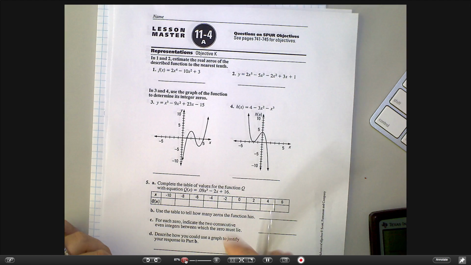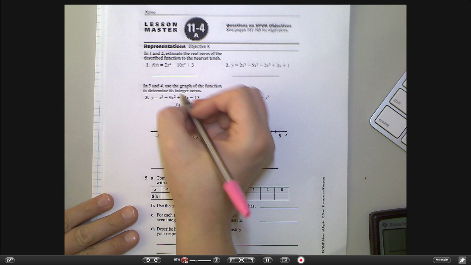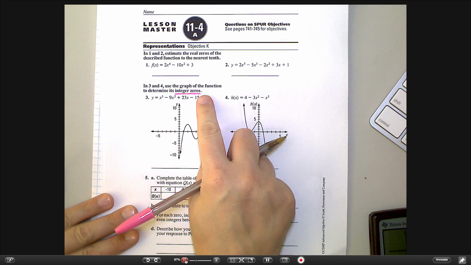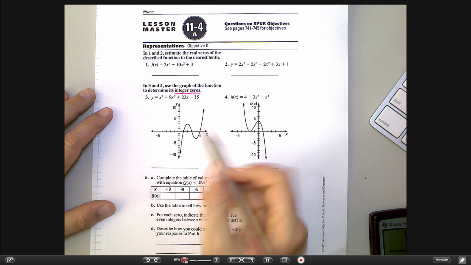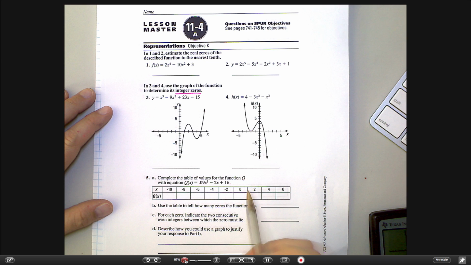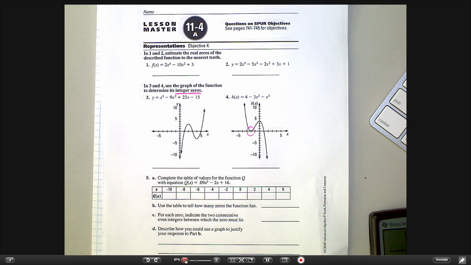Okay, and on these ones, it's giving you a graph, and notice it says determine its integer zeros. That means that these ones have zeros that are nice, happy whole numbers, and you should be able to read them right off the graph. Okay. I want to talk about this situation on Monday when it just barely touches. That does count as a 0, but there's something special about that. But we'll talk about that on Monday.